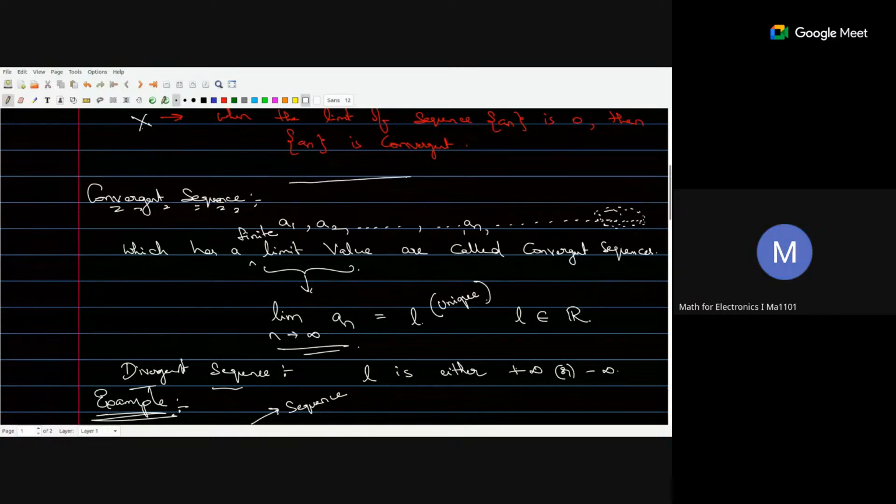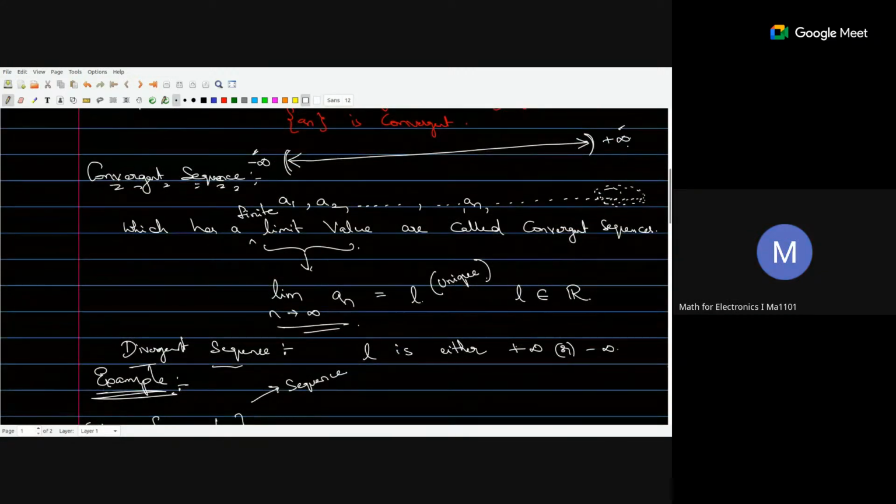So this is how the number line looks. Minus infinity sits outside the number line, and plus infinity sits outside the right side of the number line. So anything between minus infinity and plus infinity are the real values. If your L is this, it's convergent. If your L is this or this, then it's divergent. Okay. Get it, sir. Yeah.